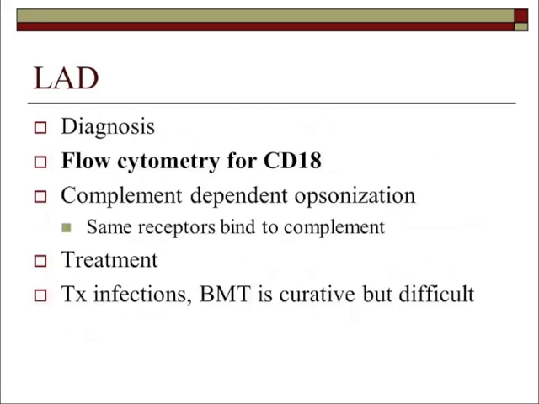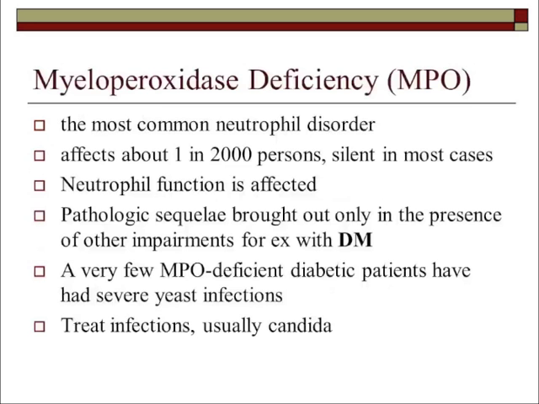So diagnosis again, for the highlights, you do flow cytometry for CD18. That's a defect there. There's some other complement studies, but they're more complicated. We'll just stick to the CD18. And then again, treat the infection, transplant for cure, but again, transplant's hard to do with these patients.